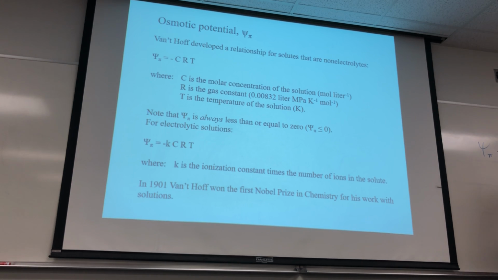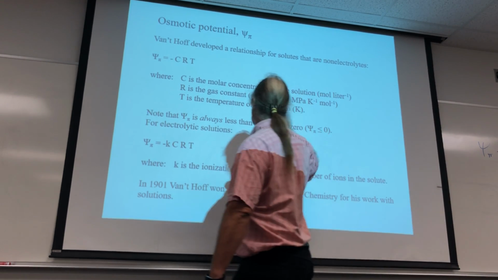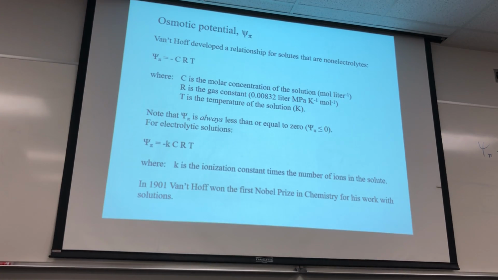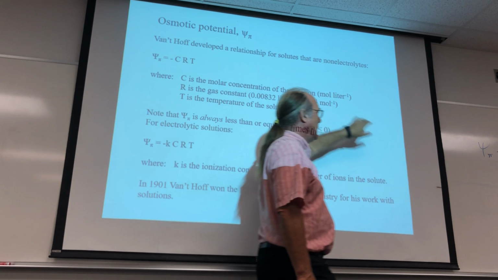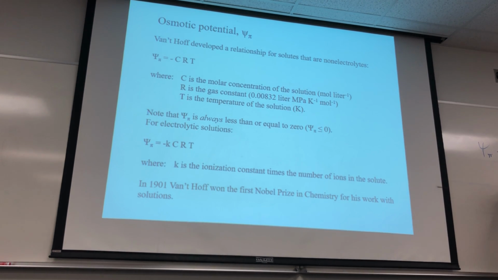CRT, where C is the concentration, R is the gas constant. Here's the gas constant, 0.00832 liter megapascals per K per mole. There's a value for the gas constant. So if you have a solution that has an osmotic potential and you increase the temperature, what happens to the osmotic potential?